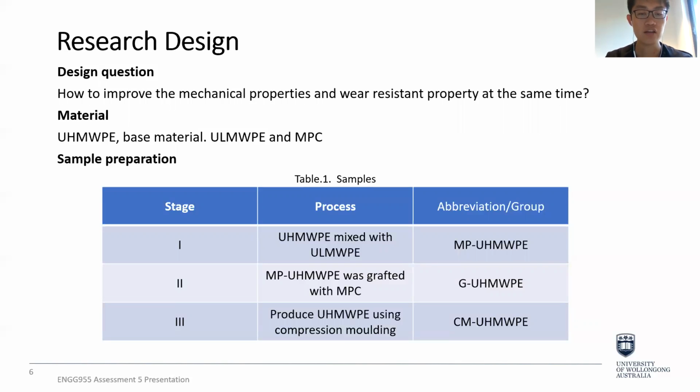Second stage, a part of the MP UH-MWPE samples was put in the MPC solution, and photo-induced polymerization on the surface was conducted to achieve the grafting process. The sample in this stage was named JUH-MWPE. Finally, I used the compression method to produce CM-UHMWPE samples as the control group. All these samples were sterilized. Then I will measure the properties of these samples.